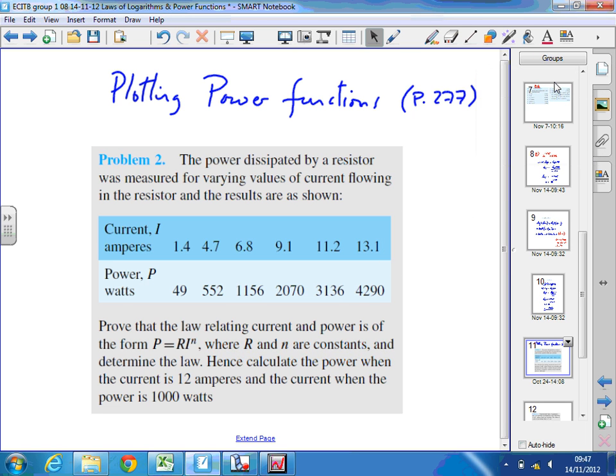So what I want to do is use now these laws of logarithms that we've just been looking at to solve different equations, to investigate functions like this. Let's look at this question and see what it's about.